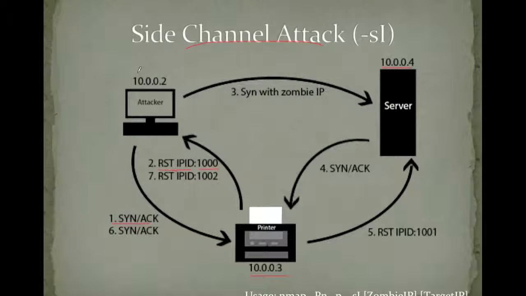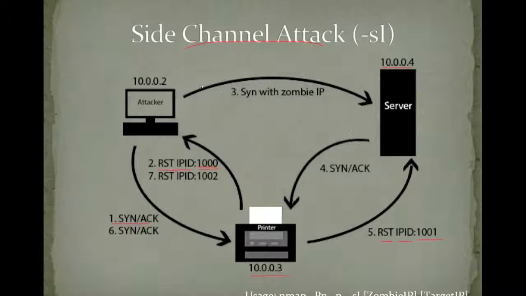The attacker says, okay, I've got the IP identifier now, so I'll send a SYN with the zombie IP. This is the zombie IP right there. He's spoofing the IP address so that, instead of connecting back to him and being traceable, the server is told to connect to the zombie. When the spoofed SYN is sent, the server says, okay, I'll send a SYN ACK to the printer. But the printer says, I don't want to talk to you, and sends an RST packet back with an IP identifier of 1001. So this incremented from 1000.